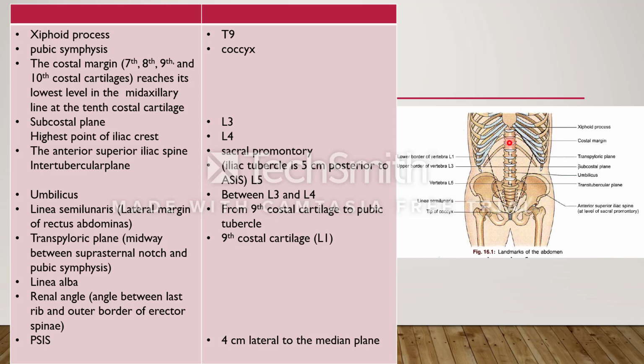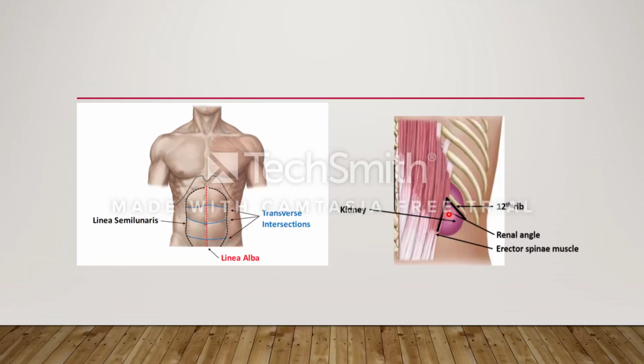Then there is one linea alba, which is the median plane or median line. Okay. Then there is one structure which is named as renal angle. I will show you the renal angle. See here, this is the renal angle at which the kidney is present. This is one angle which is formed by the 12th rib, and medially it is formed by the lateral border of the erector spinae muscle. This is the erector spinae muscle. This angle which is formed by the 12th rib and the erector spinae muscle is named as renal angle.